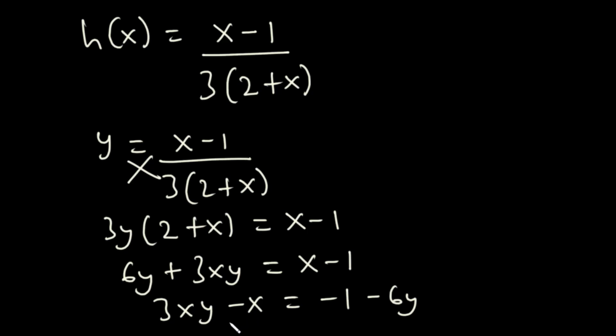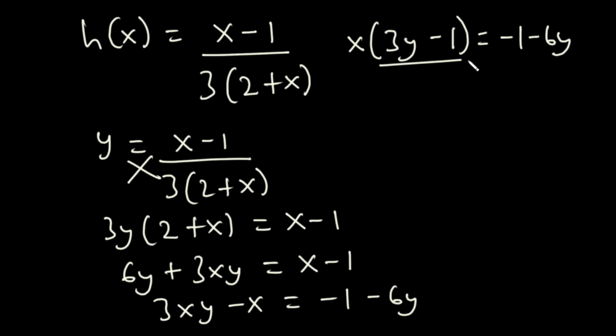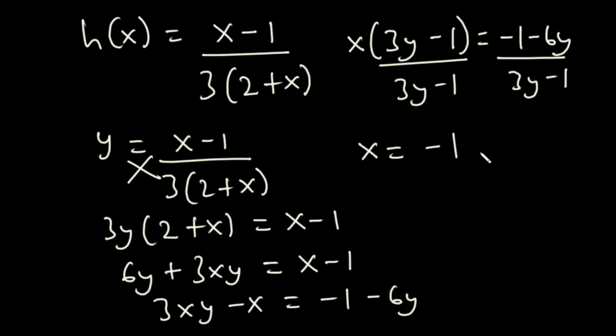So we are going to factor out x. So it's going to be x on the outside, and then we have 3y minus 1 inside the bracket, equal to negative 1 minus 6y. We are going to divide both sides of the equation by 3y minus 1. And then we have x equal to (negative 1 minus 6y) divided by (3y minus 1).